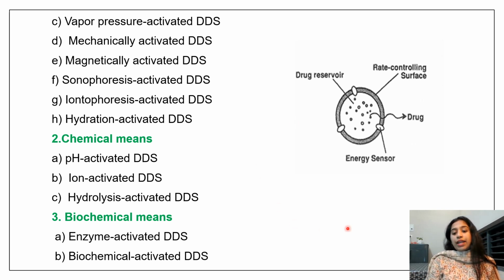So this is the diagrammatic representation of activation modulated drug delivery system. Here the components are drug reservoir, energy sensor, and rate controlling surfaces. The drug is stored in the drug reservoir. The energy sensor detects the external stimuli and activates the system. The rate controlling surface modifies its permeability property.